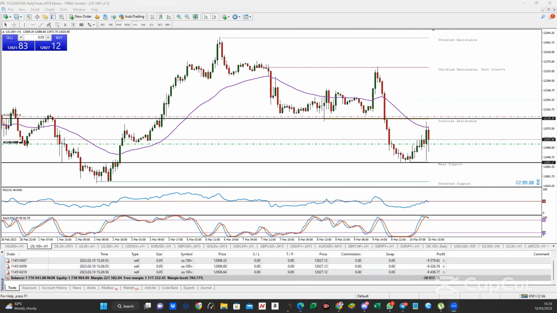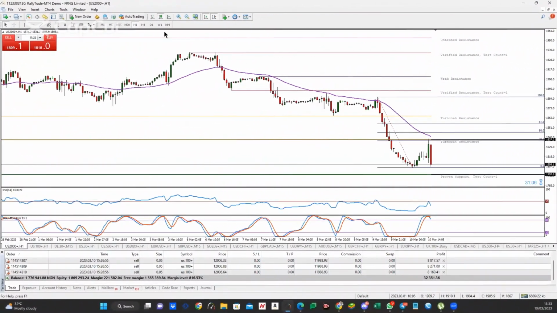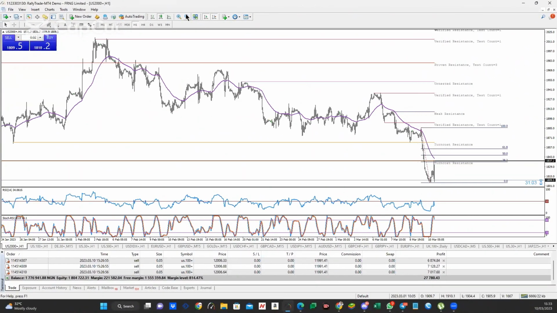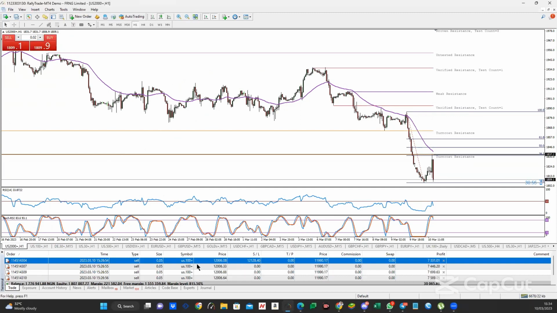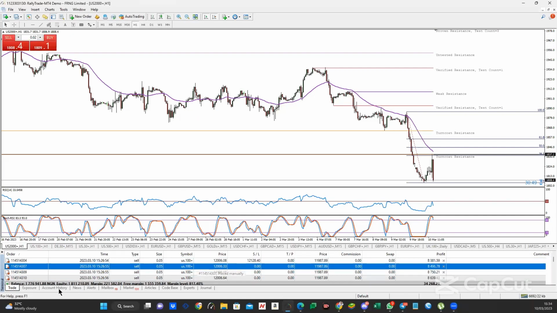Please, can you guys see my chart? If you can see my chart, please type yes. It's either you know how to spot the trend with your naked eyes, or you get an indicator that will help you to do that, right? So I have only US 100 running. You guys saw when I opened my US 100, right? How much are we on right now?